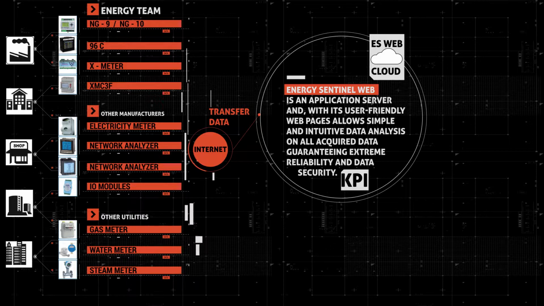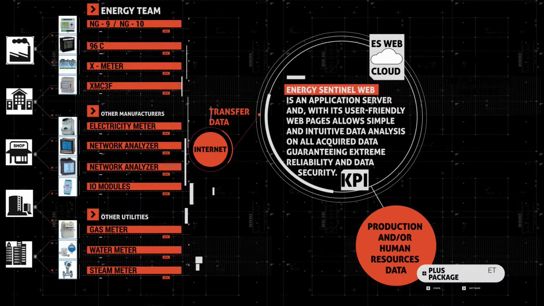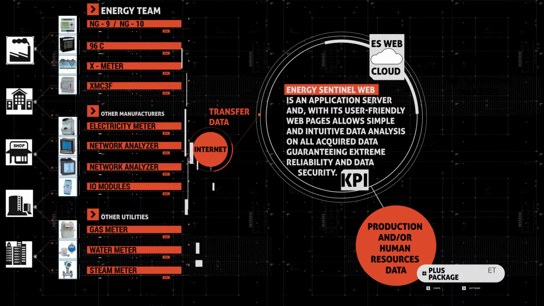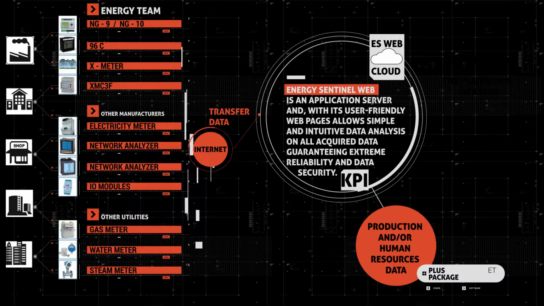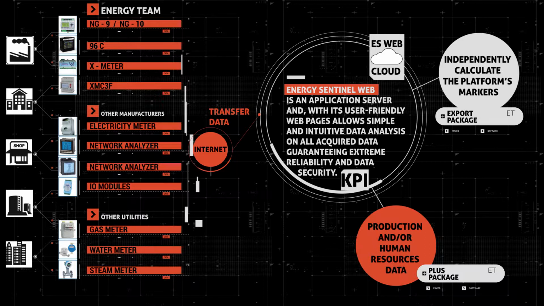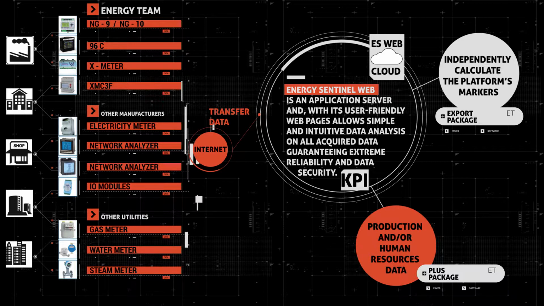The Plus package lets the user upload all production and/or human resources data to elaborate KPI and ENPI and receive alert messages in case of one of the parameters not being aligned with the settings, thus quickly intervene to solve the problem. ES Web Export package allows the user to export all data and independently calculate the platform's markers. Energy Sentinel Web. Your energy data online, anywhere, simple.